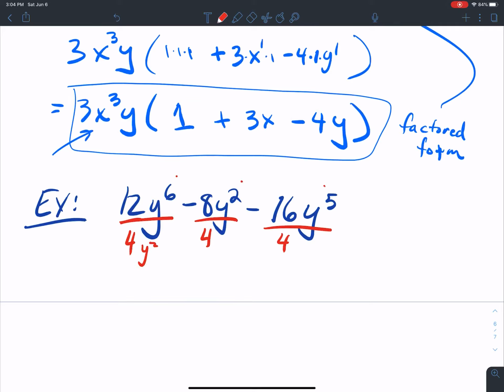So that is how we factor by grouping, all right? Double GCF, very important, okay? Got to make sure we know how to do this. Let's do one more.